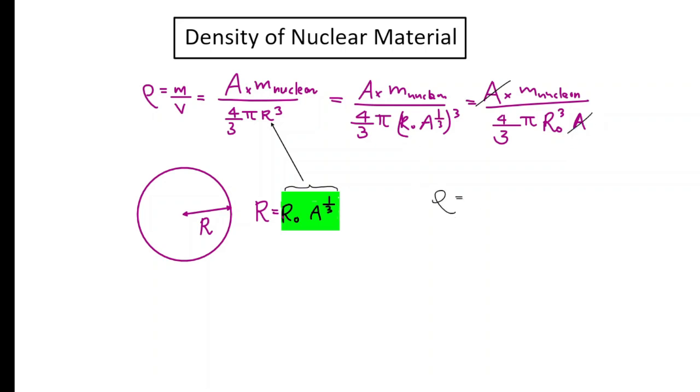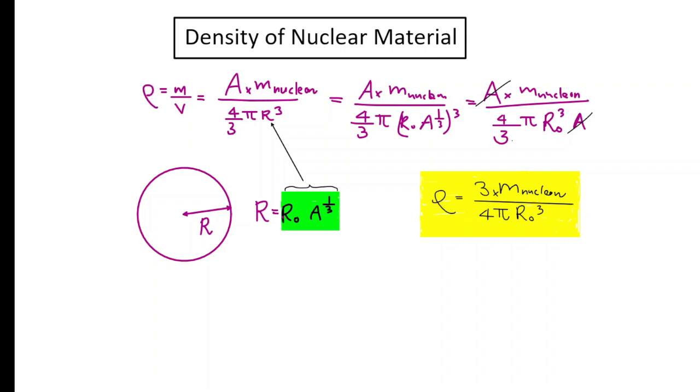So density is equal to 3 times m nucleon. So this division 3 I can bring to the top, over 4π R₀ cubed. Now you can see the importance of this formula. So density is 3 constant, mass of a nucleon constant, 4π R₀, they're all constants. So the density of a nucleus is constant.